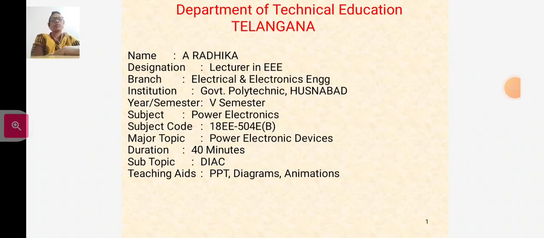This is Radhika. I am going to discuss the power electronics devices. It is for 5th semester electrical students. This is the elective subject. So in last classes we discussed the power electronics devices, almost 15 devices.